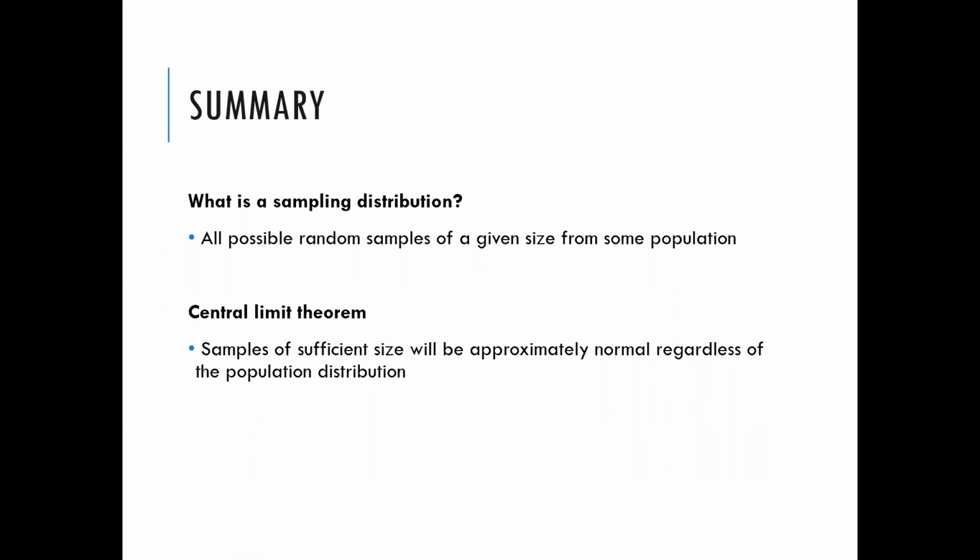So in summary, what is the sampling distribution? It's all possible random samples of a given size from some population, and then looking at the distribution of a statistic from each of those samples. For example, the sampling distribution of the mean would be a distribution of means from all possible random samples of a given size from some population. The central limit theorem states that samples of a sufficient size will be approximately normal regardless of the population distribution.